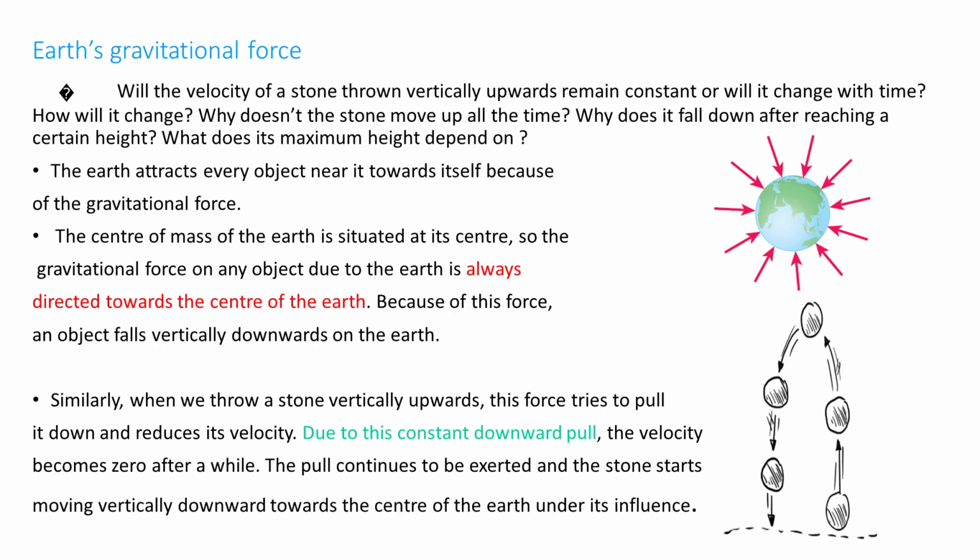Similarly, when we throw a stone vertically upwards, this force tries to pull it down and it reduces its velocity. Due to this constant downward pull, the velocity becomes zero after a while. The pull continues to be exerted and the stone starts moving vertically downward towards the center of the earth under its influence.